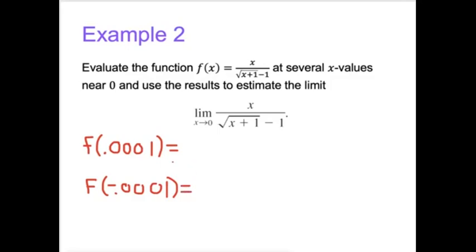And if you use your calculator, you'll find that f of 0.0001 is equal to 2.00005, and f of negative 0.0001 is equal to 1.99995. So if you can make a guess, what number would you think is going to be the limit as x approaches 0 of f of x? Well, it's easy to see that the right and left-hand limits are 2.